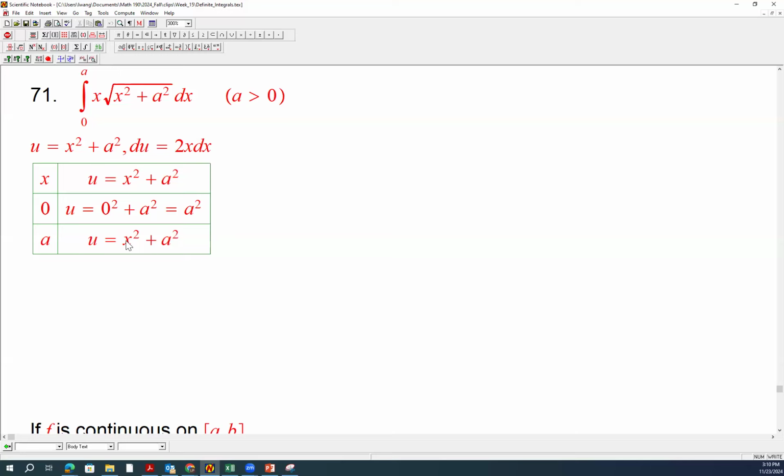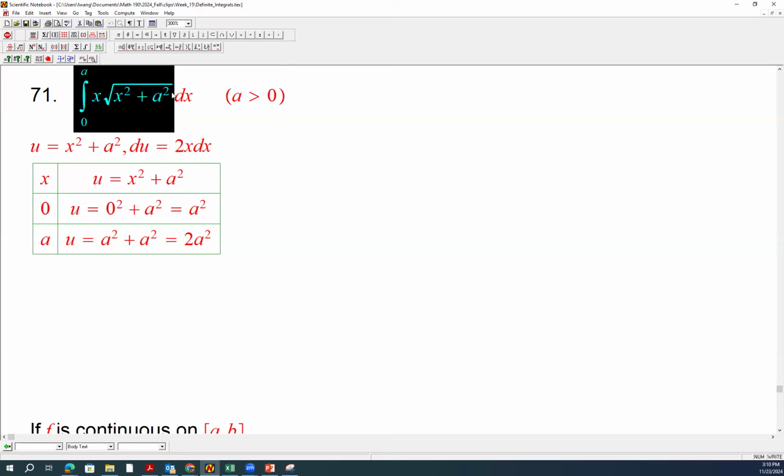And this next one, this is a squared, so that's 2 times a squared. All right, so now we're ready to change. Here we are told a is positive. That's good to know. So this is 0. A is positive, so a is larger than 0.